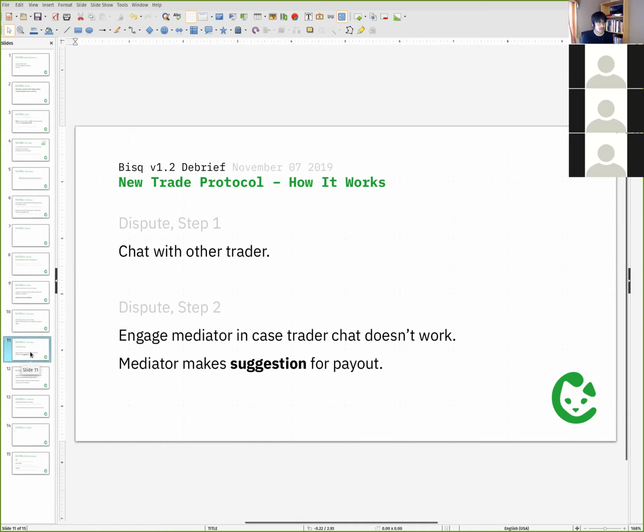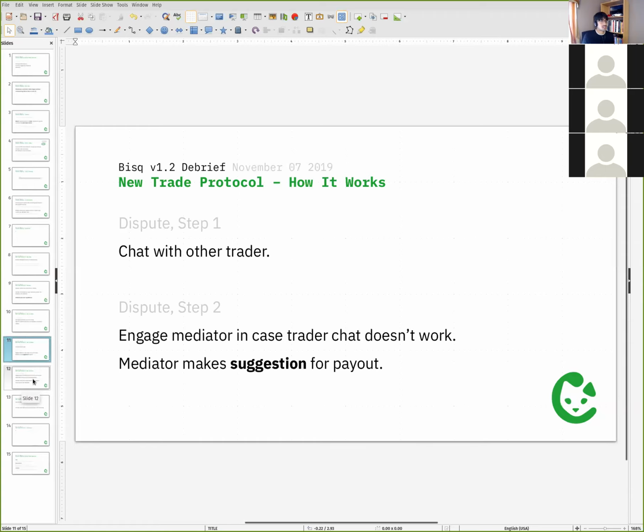Hopefully most issues will be resolved that way. Second step, if that doesn't work, is that you engage a mediator and have them examine your situation. Upon examining your situation, the mediator will suggest a payout. Now, in order for the payout to be successful, both you and your counterparty have to agree and sign this transaction, this payout transaction. We expect that most cases, the vast majority of cases, will be solved by these 2 steps.